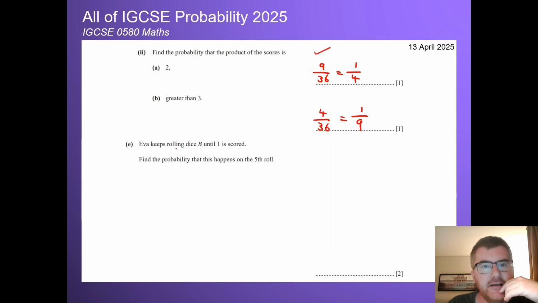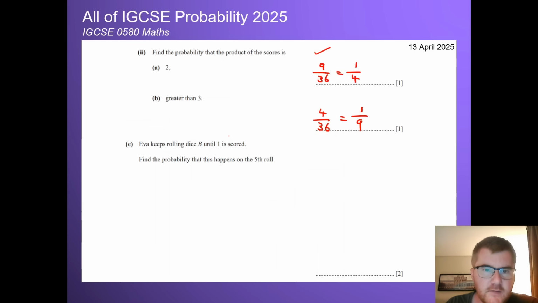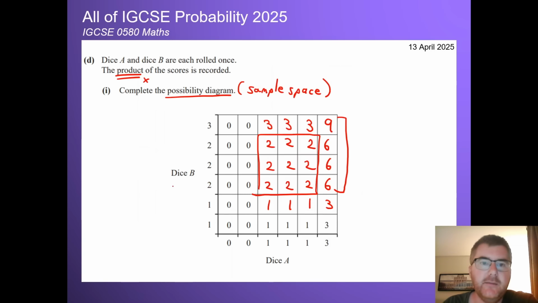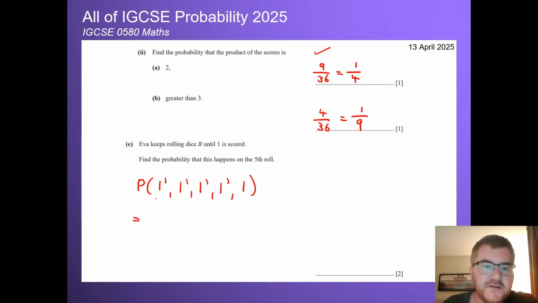So Ifa keeps rolling dice B until 1 is scored. Okay, let's go back to dice B. So 1, 1, 2, 2, 2, 3. Find the probability this happens on the 5th roll. So we want the probability of not 1, not 1, not 1, not 1, and then finally getting a 1 on the 5th roll. Okay, so not 1, if we go back to the question, that's going to be these 4 numbers here. So 4 out of 6.